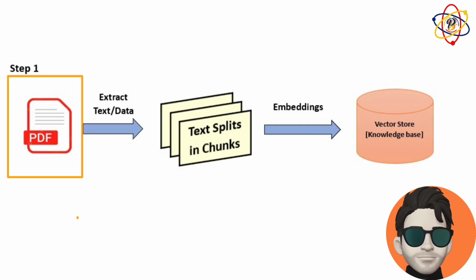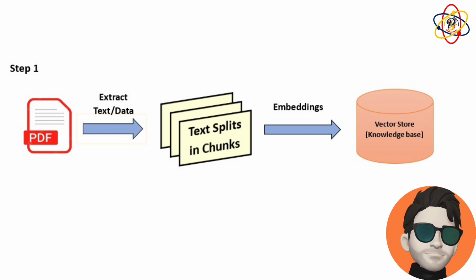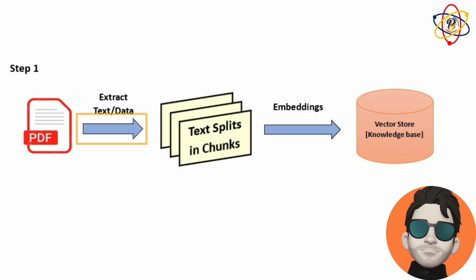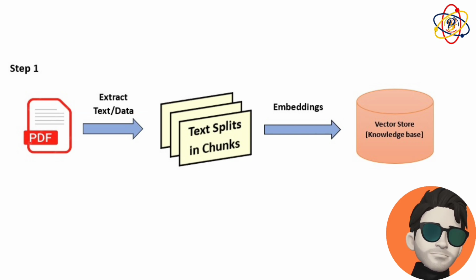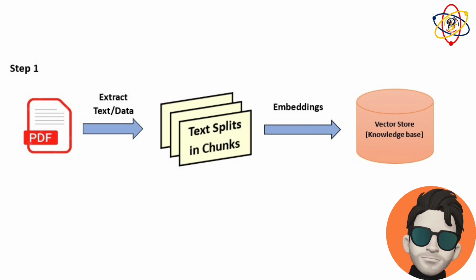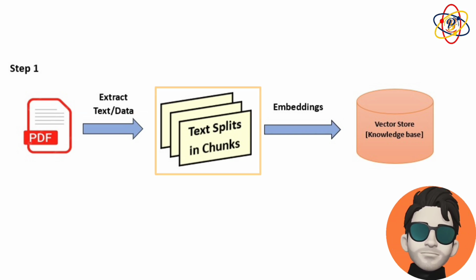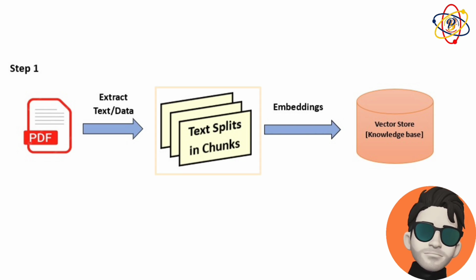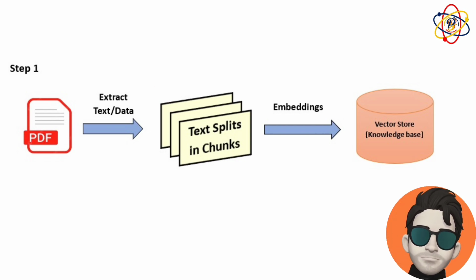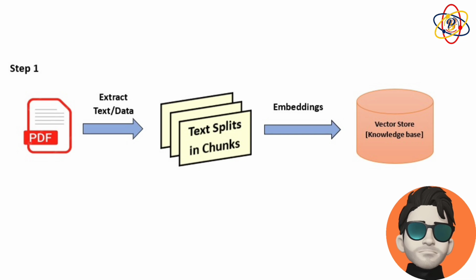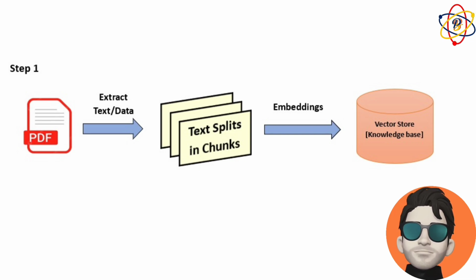So the process begins with a PDF document that contains text or data. The text or data is extracted from the PDF. Now the extracted text or data is split into manageable chunks. And what are the chunks? Chunks are smaller segments of the text that make it easier to analyze and retrieve relevant information.